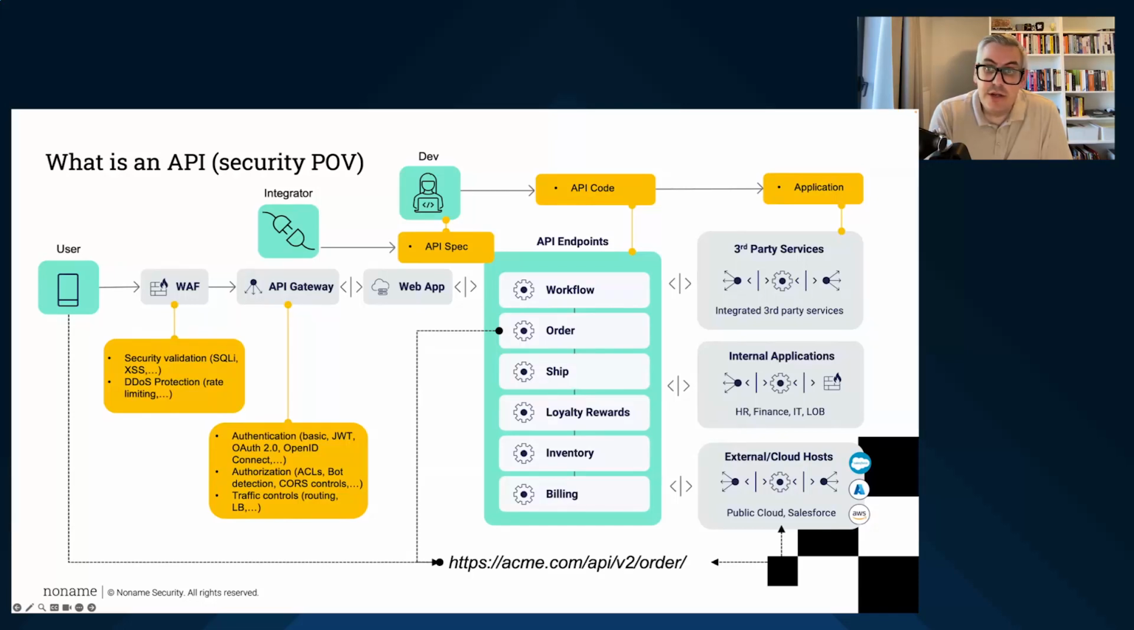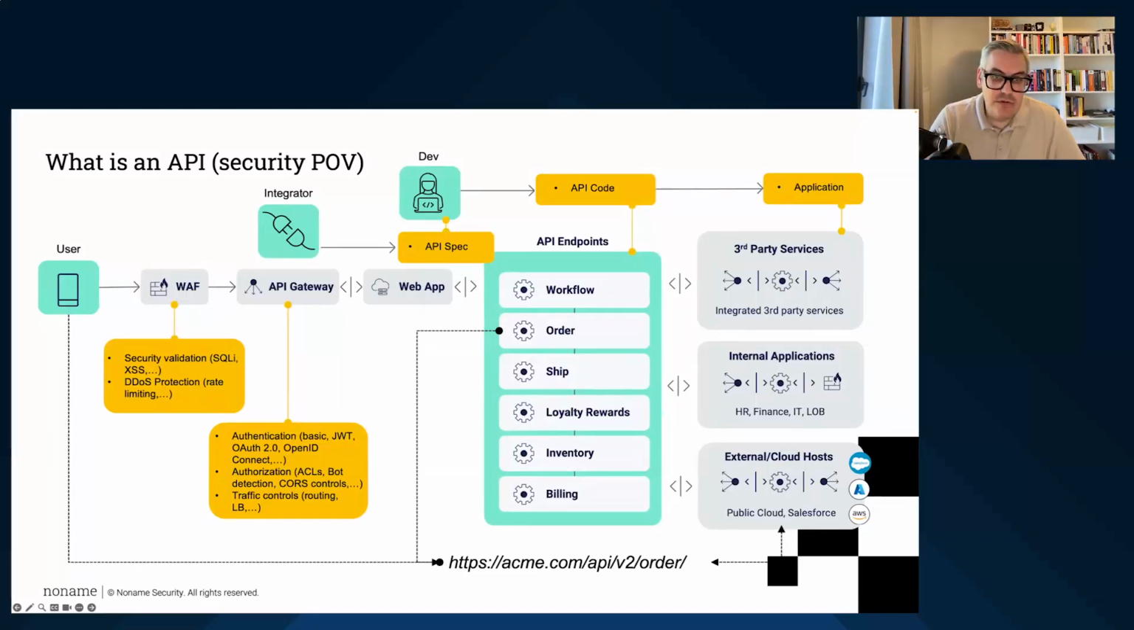So just to show you that it's really a hard problem to solve, and that is why you now see dedicated API security platforms like Noname addressing this full end-to-end picture with a centralized approach, but pulling in those existing systems and devices like web application firewalls and API gateways.